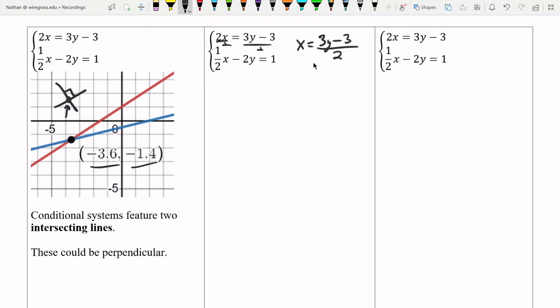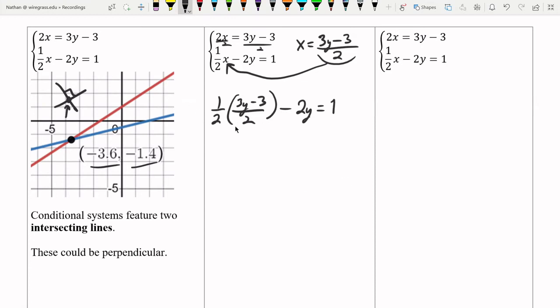over 2. And now if x equals that, then all I have to do is plug this or substitute it in for this x in the other equation. Make sure you plug it into the other equation. You have to use both equations to solve a system. If you only use one equation, then you're actually going to always get a true statement, and it's not going to be helpful. Okay, plugging into the other equation, we get 1/2 times (3y minus 3 over 2) minus 2y equals 1.